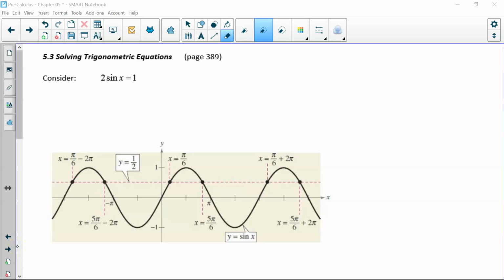Welcome to section 5.3. We're going to be talking about solving trigonometric equations. So before we start, you want to have a note card or something.